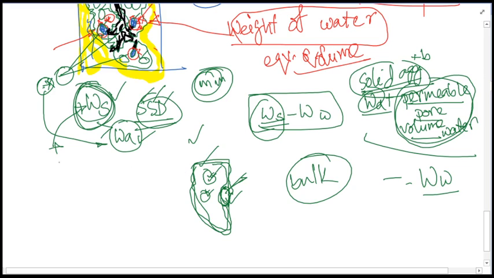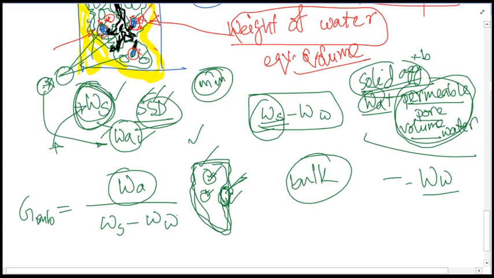So that's why GMB will equal the weight of this aggregate in air divided by the saturated weight minus the weight in water, which actually gives you the weight of water not equivalent to only the solid portion, but also including the volume of impermeable and permeable pores as well. That's why we are calling it GMB.